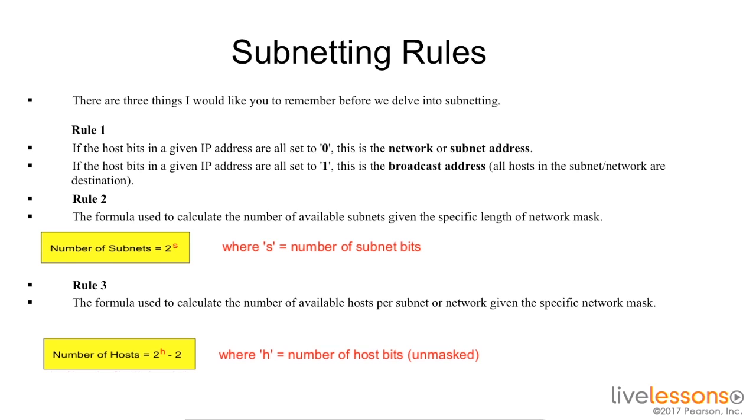The second rule is we have to use a formula to calculate the number of available subnets given the specified length of the network mask. This formula is 2 to the power of s, where s equals the number of subnet bits. Rule 3 is that we should use the formula 2 to the power of h minus 2 to calculate the number of available hosts per subnet or network given a specific subnet mask. In this case, h is equal to the number of host bits.